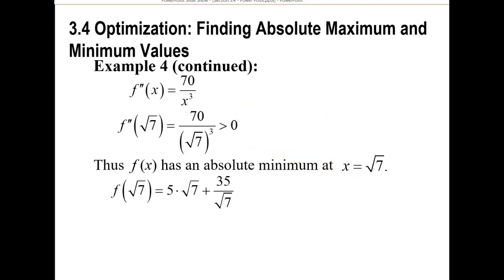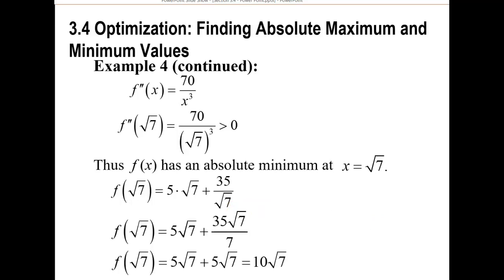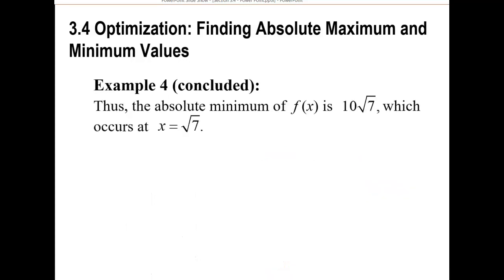So f of the square root of 7, plugging that back into f, gives me 5 square root of 7, and they rationalized the 5 over square root of 7 and simplified it and gotten 10 square root of 7. So that is the minimum value, 10 square root of 7, and it occurs when x is the square root of 7.